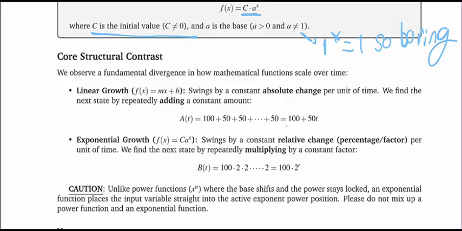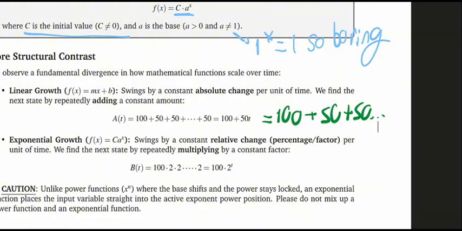For linear growth, where the linear function is mx plus b, the absolute change per unit of time is constant. What we mean by this is that the next step involves adding a fixed number. So we start out with 100, and we add to it 50, plus another 50, plus a whole bunch of 50s. After t days have passed, we take the initial 100 and we add 50 times t, meaning 100 plus 50, plus 50, and so on, t times.